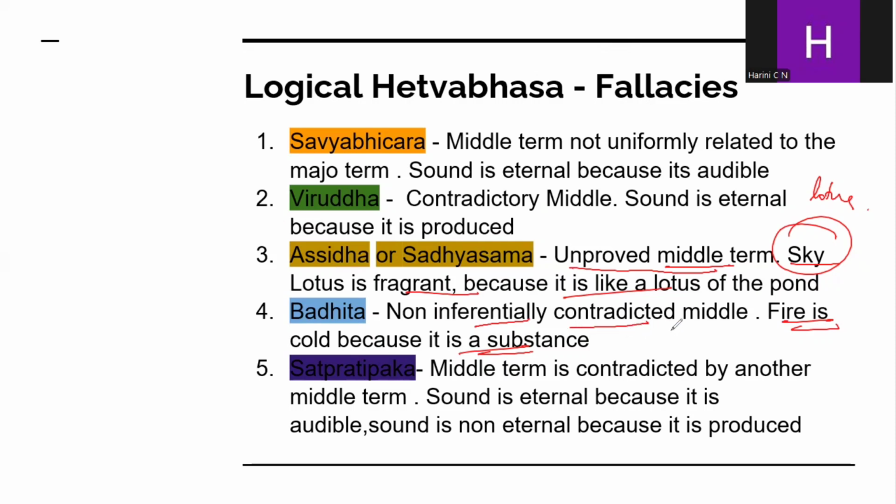It's a non-inferentially contradicted middle. Satpratipaksha is when the middle term is contradicted by another middle term. Two statements come into place in this particular fallacy. Sound is eternal because it is audible. Sound is non-eternal because it is produced. It doesn't make sense. So these are the five important fallacies. In the exam, they might repetitively ask the same kind of examples, so you can read what is there in the slide. Moving on.